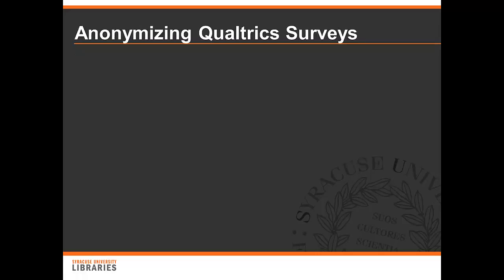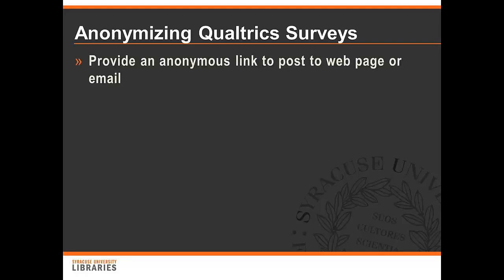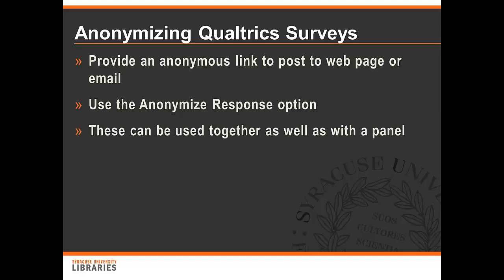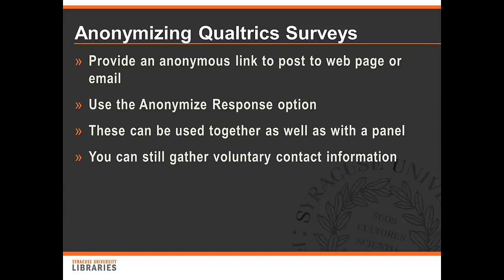Even though Qualtrics collects all this default information, you can still anonymize your survey. The first method is to provide an anonymous link that you can post on a web page or send in an email. You can also use the Anonymize Response option in the Survey Options dialog. The anonymous link and the Anonymize Response option can be used together, and they can also be used with a panel. Don't worry, you can still gather voluntary contact information even if your survey is completely anonymous.